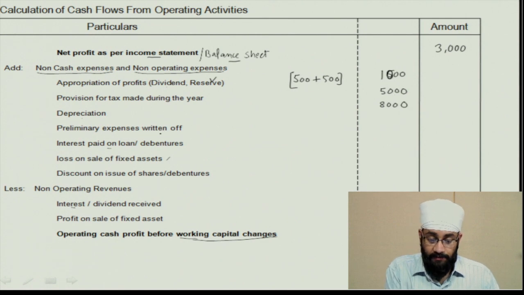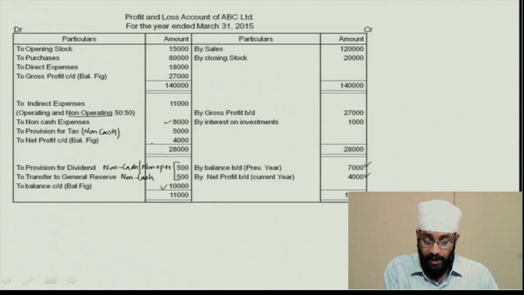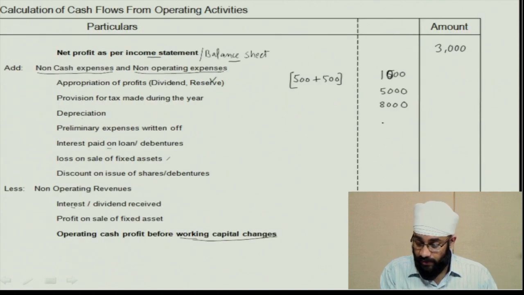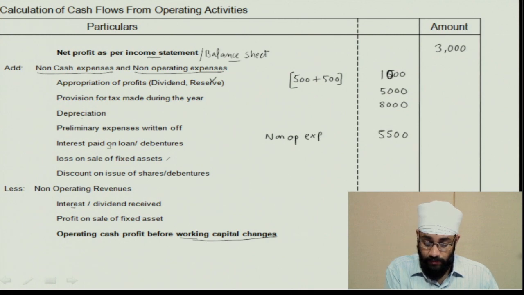And then we do not have any preliminary expenses or any interest paid on loan, but we do have information on non-operating expenses, which are 5,500. So 5,500 being the non-operating expenses, we can assume this to be interest paid on debt or loss on fixed assets, because all these items are non-operating expenses. So 5,500 here.